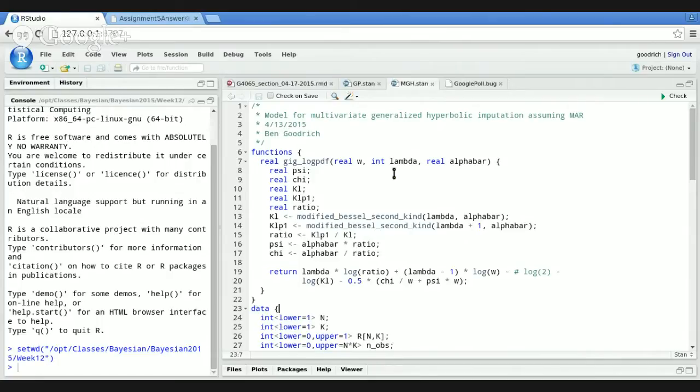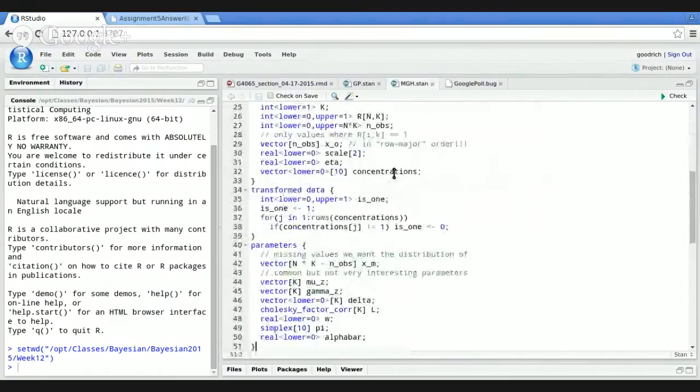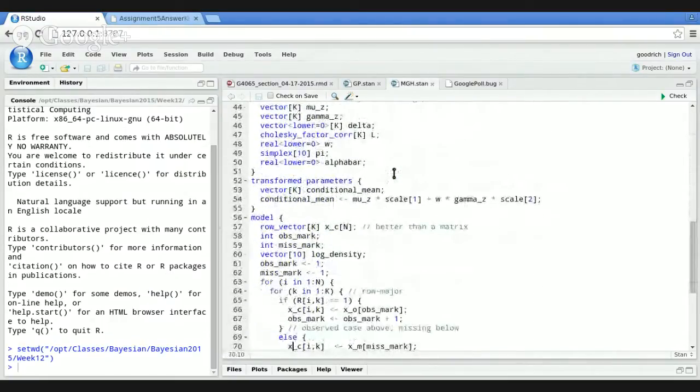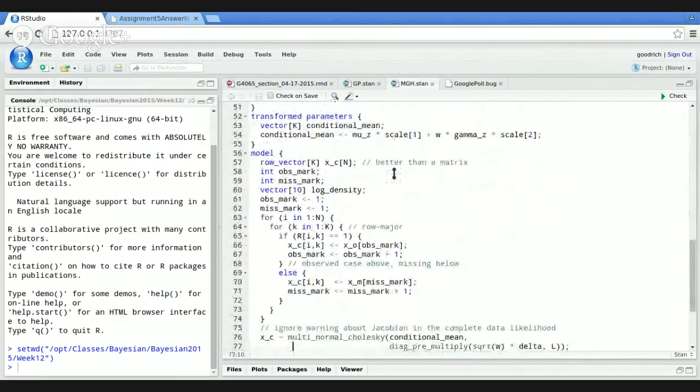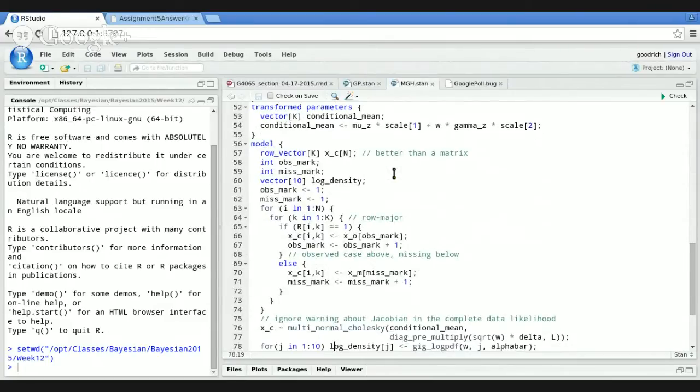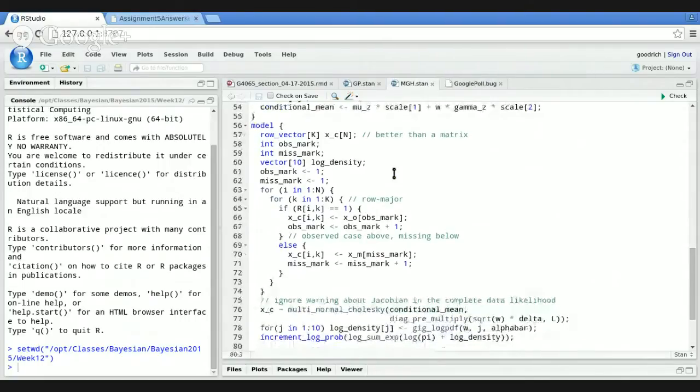The rest of this is pretty much what we said. You just need to pluck elements out of either the observed x vector or the missing x vector, depending on the value of r, put them all together, and multiply the square root of w by delta and L to get the Cholesky factor of the covariance matrix.